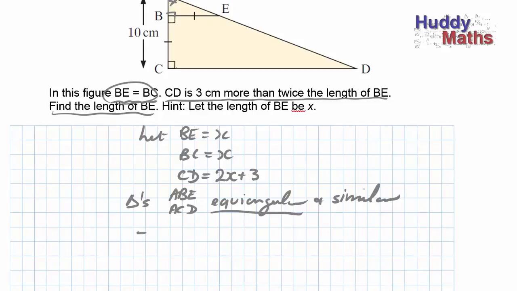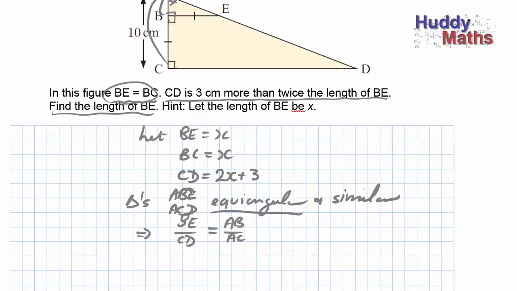So once we've said that, we can say BE. How do you know to start with BE? Well, BE is what they asked for. So BE to CD will equal another pair, AB to AC.